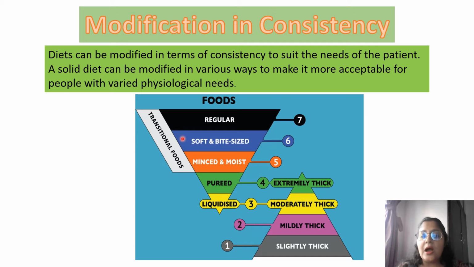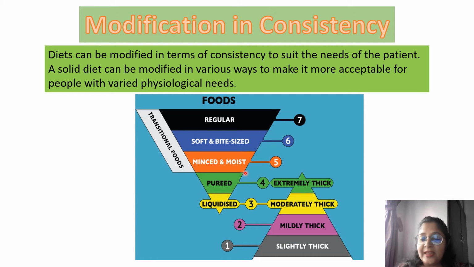Now suppose you are giving the food, and the person is unable to chew that particular food too. In that case, how do we proceed? Then we give minced and moist food. As you can understand from the color and the numbering, we are trying to modify the consistency of the food. So minced and moist food is the next step where we are modifying the food.